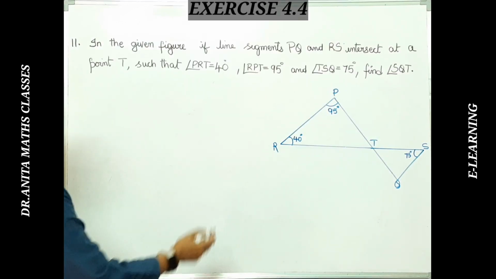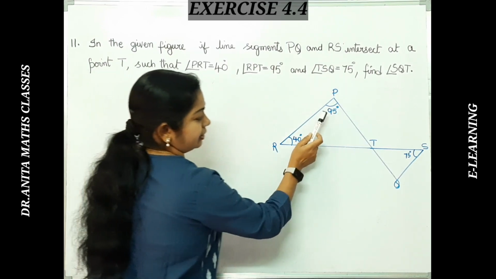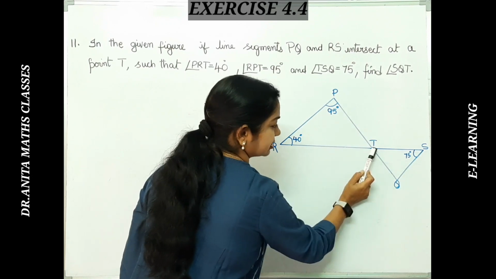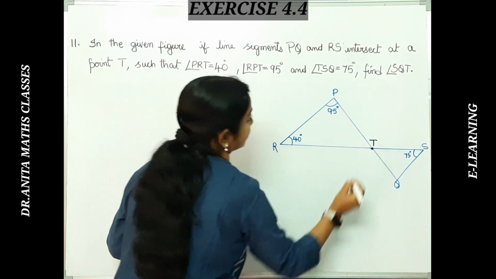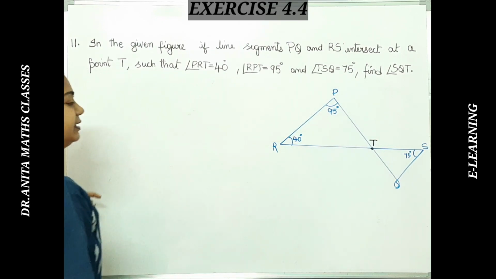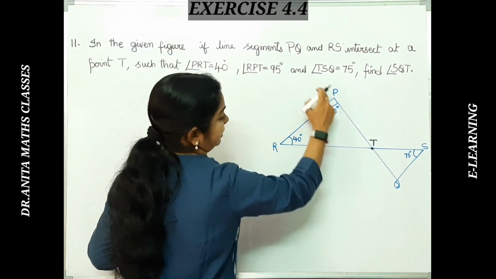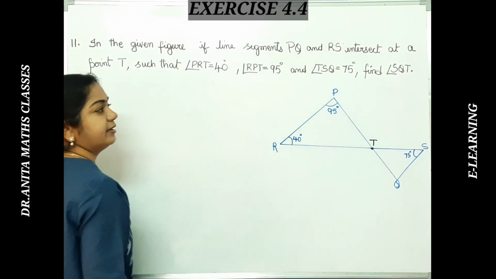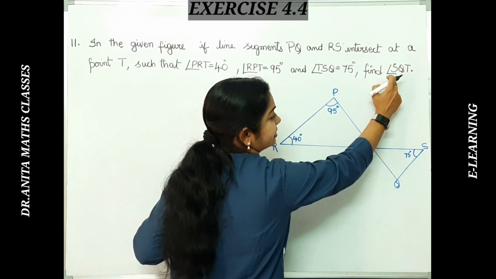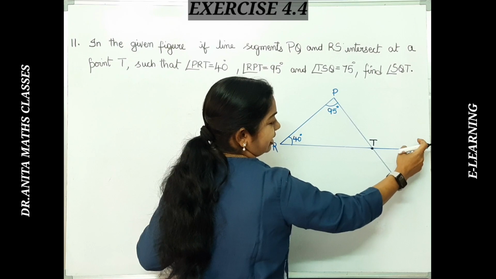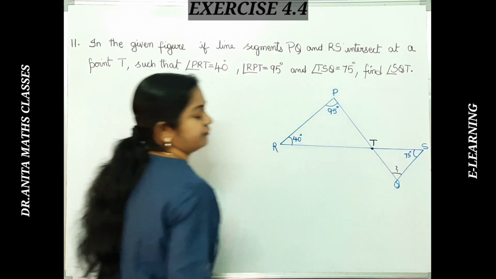Next problem. In the given figure, if line segments PQ and RS intersect at a point T, this point is the point of intersection, that is T, such that angle PRT is 40 degrees, angle RPT is 95 degrees, and angle TSQ is 75 degrees. Find the angle SQT. Where is SQT? We need to find this angle.